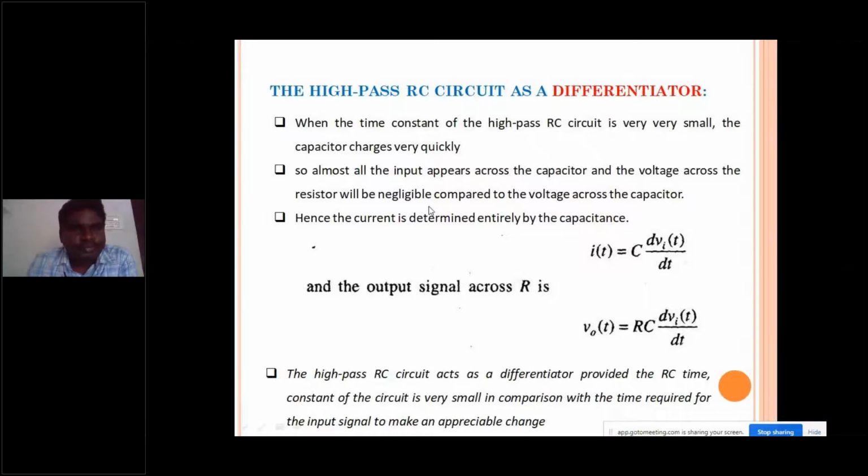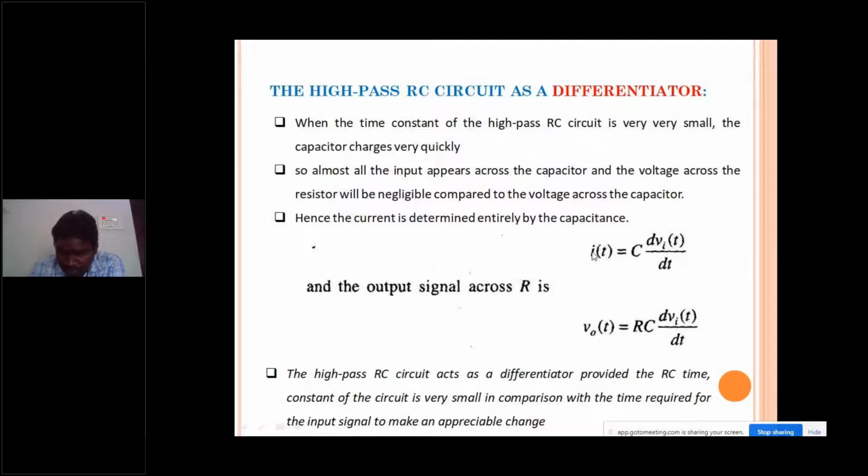Let me explain how an RC high pass circuit acts as a differentiator. As we already discussed how a low pass circuit acts as an integrator, in the same manner we are going to prove how this high pass circuit acts as a differentiator. You can see the current in the circuit is simply calculated as C into dVi by dt. We all know this formula.